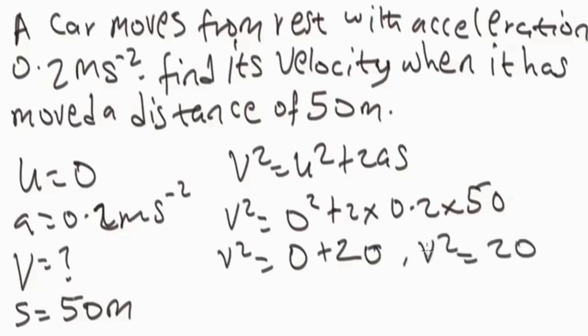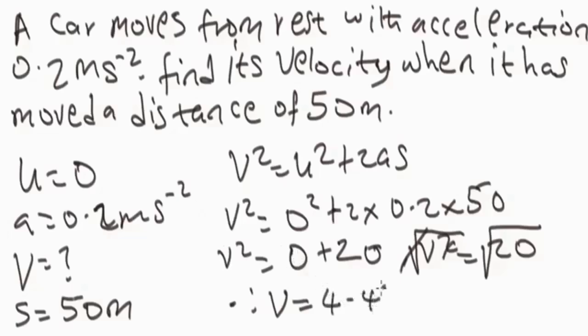To make v the subject of the formula, you take the square root of both sides, so the square root cancels the square. Therefore our v will be the square root of 20, which, let me punch it, is 4.47 meters per second. This will be the answer to this question, to two decimal places.